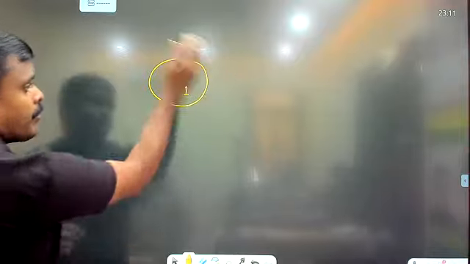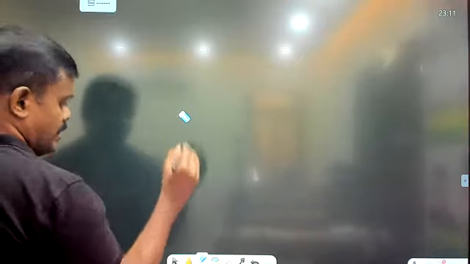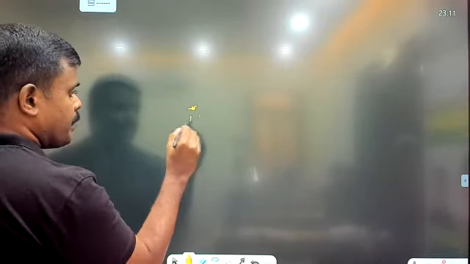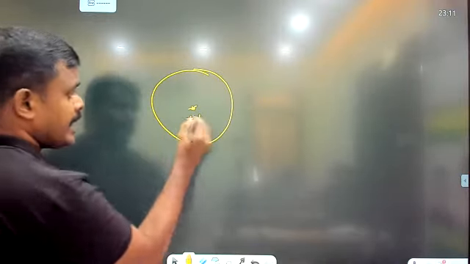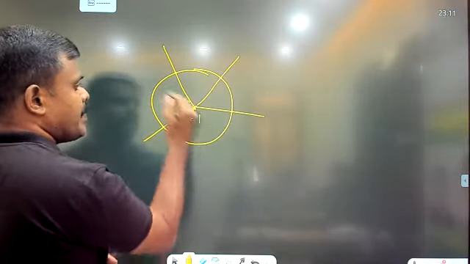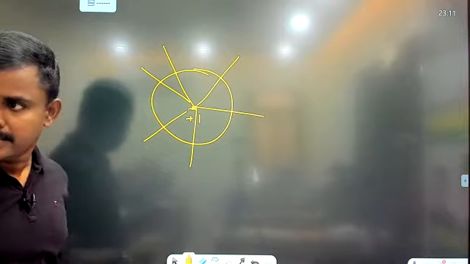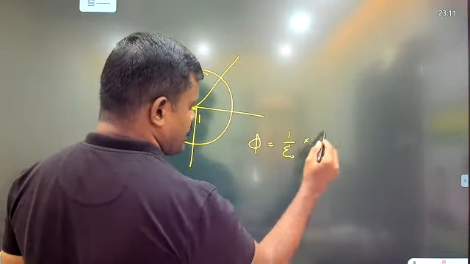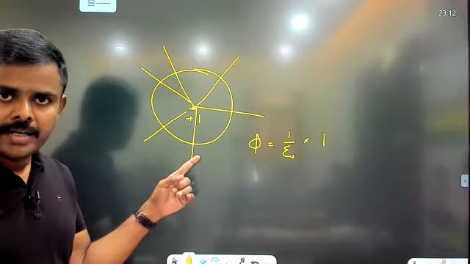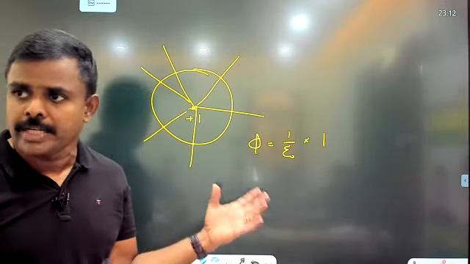How do you find the number of lines of force coming from a +1 coulomb? Take a +1 coulomb and put it inside a Gaussian surface. The lines of force coming out will definitely pass through the sphere. So I can write flux instead. Flux is equal to 1 by epsilon 0 into what is inside? 1. If they say 2 coulomb, it is 2. 3 coulomb, it is 3.